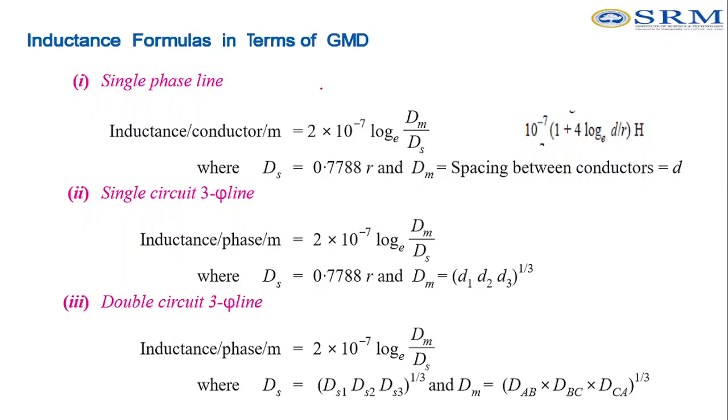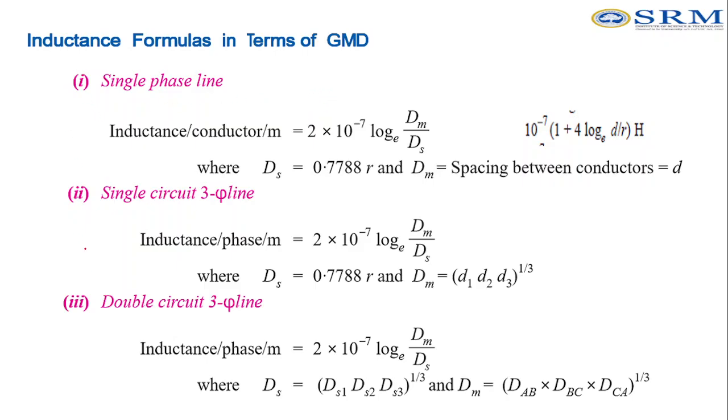There are different types of arrangement of conductors, as I told earlier: a single phase system and a three phase system. Under the three phase system we have symmetrical, unsymmetrical, single circuit, double circuit, transposed and untransposed. Whenever there is a change in the arrangement of conductors, the magnetic field changes, and once the magnetic field changes, the inductance value is going to change.